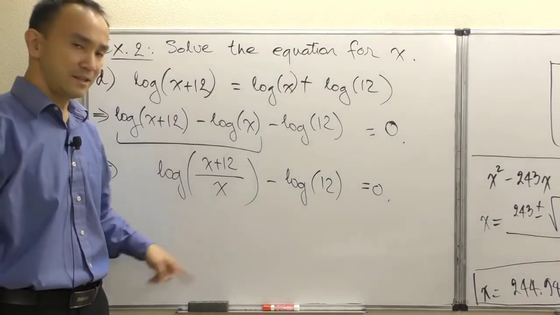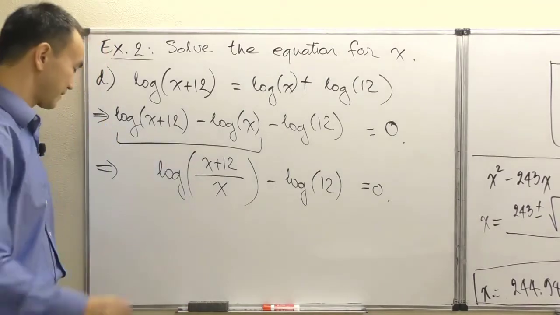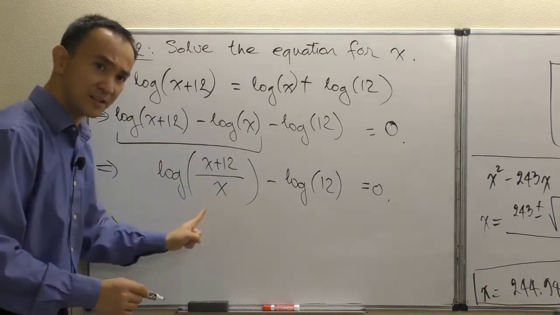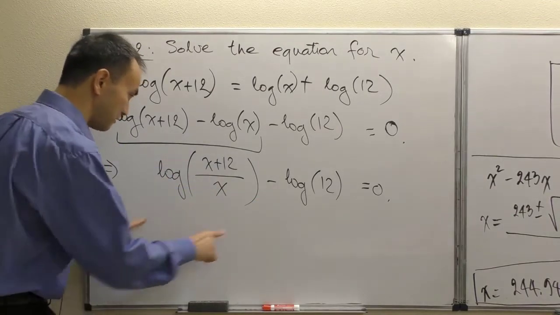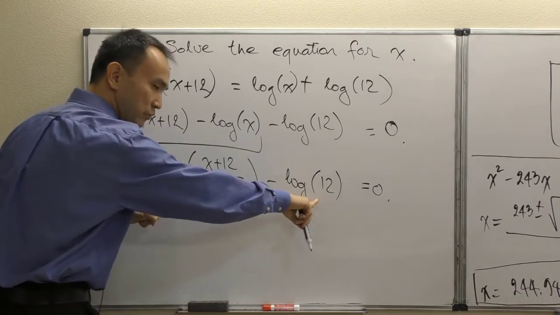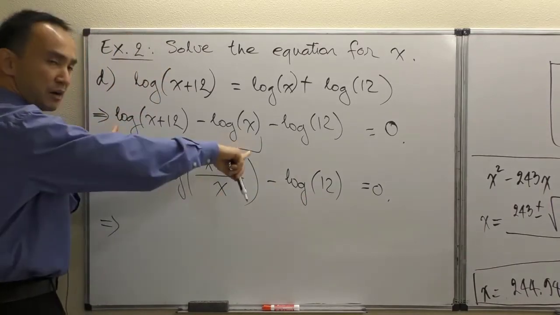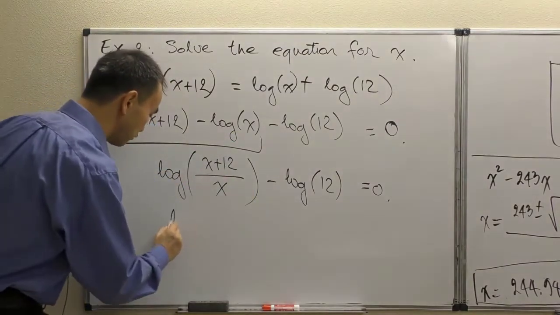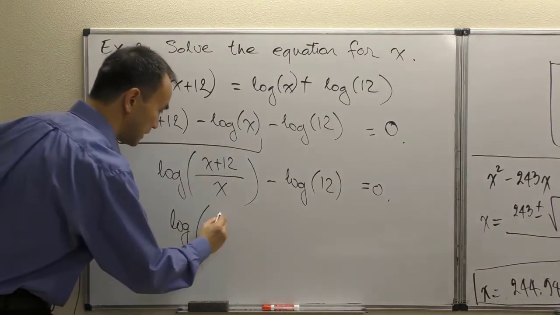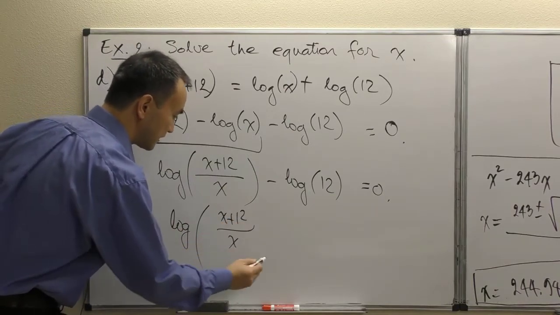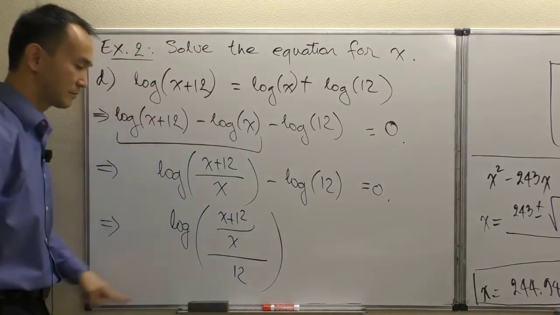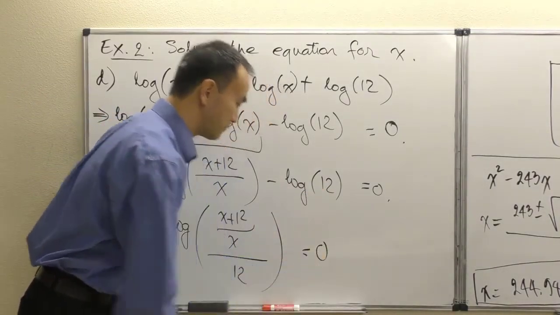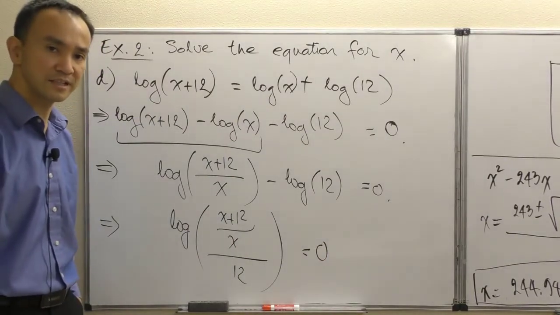At this point, we can combine further. It's still a difference between the two remaining terms, and one term came out as a combination of the two preceding terms. So now I'm going to rewrite the whole thing as log base 10 of x plus 12 over x, divided by 12. That 12 came from here. And all of that equals 0.